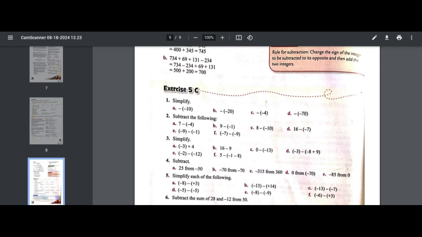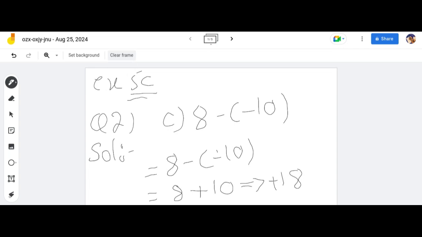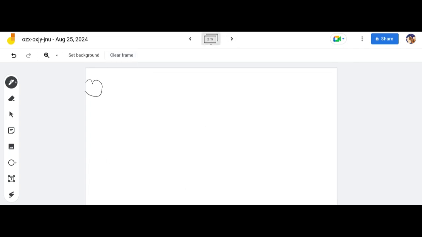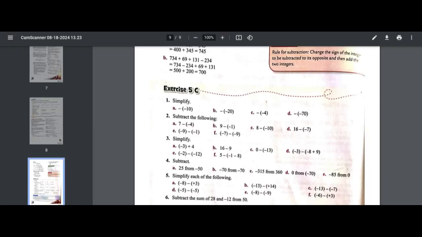So now we have to move to question number 4. Okay, yeah. The same thing happened in question number 4 of exercise 5b. Okay. So in question number 4, they are asking to subtract. Okay. So pick one question for me to do from question number 4. Pick any part. 315 and 360.